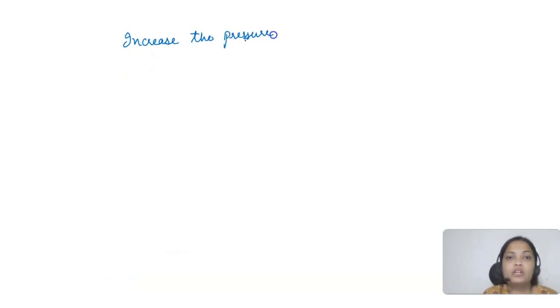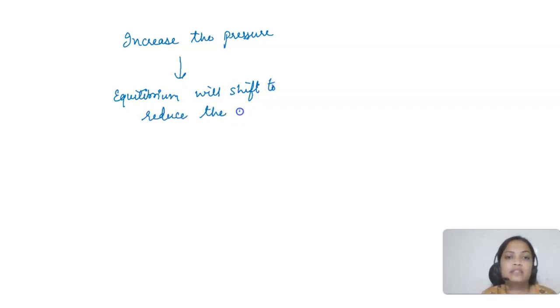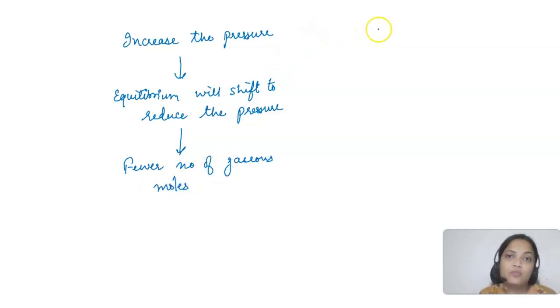Please note this flowchart. This is very important. So that will help you to generalize. If we increase the pressure, equilibrium will shift to reduce the pressure. Right? So equilibrium कैसे shift करेगा ताकि pressure कम हो जाए. So pressure कम कब होगा? It will shift in the direction of fewer number of gaseous moles. कि जहां पर lesser number of gaseous moles होंगे.